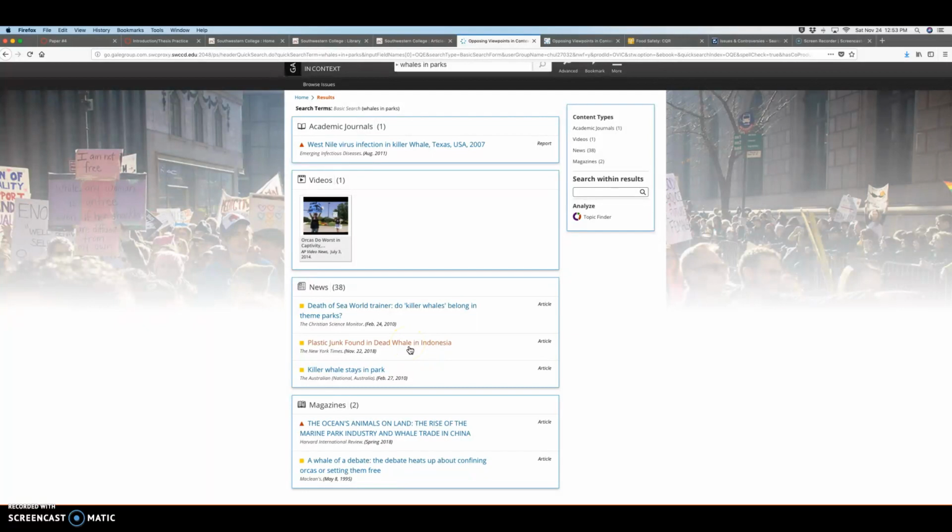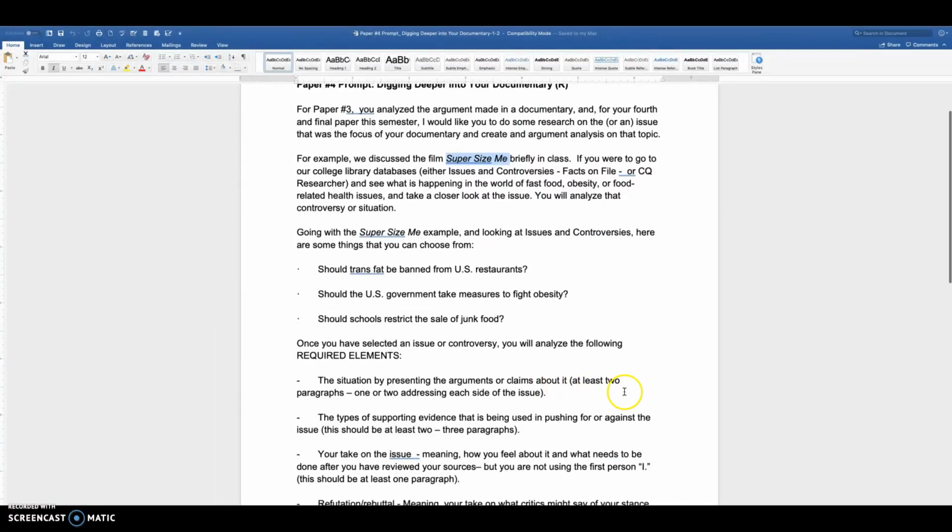But here's an interesting thing. If your documentary had to do with the environment or maybe pollution, there's a couple articles that have come up where when whales and sharks and other creatures are found washed up on the beach, they're finding tons and tons of plastic inside their bodies. So just throwing that out there. Orcas do worse in captivity. Death of SeaWorld trainer. Do killer whales belong in theme parks?